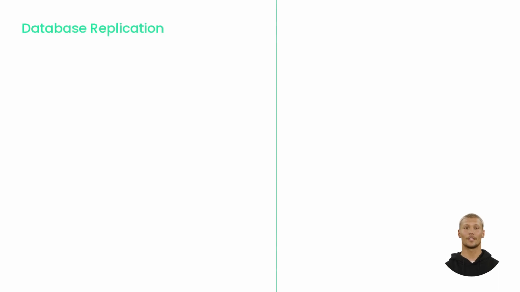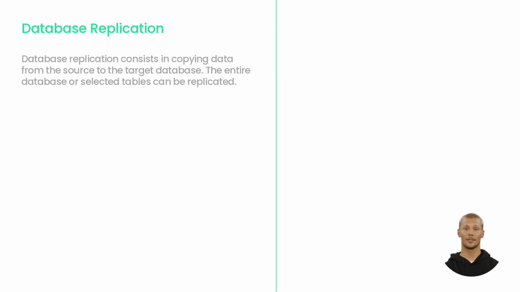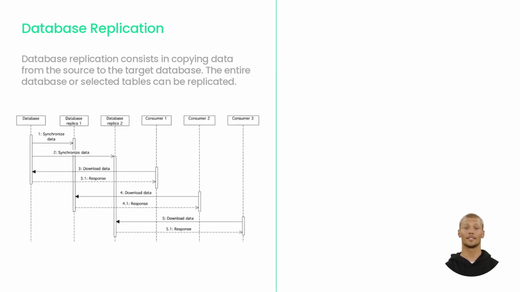Database replication consists in copying data from the source to the target database. The entire database or selected tables can be replicated. The copied data is available to the consumer in the target database. We use replication to shorten the time of access to data, increase reliability and performance of the solution. There are different types of replication: snapshot, transactional, merge. There are also different replication models: central publisher, central subscriber, equivalent.